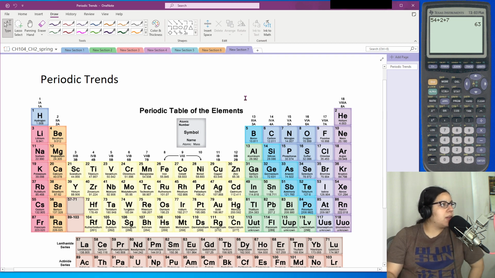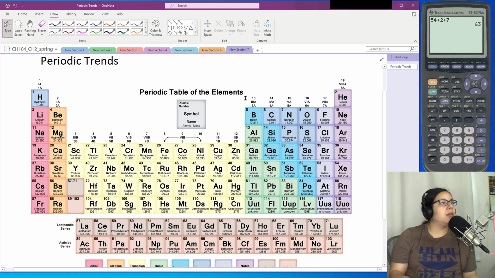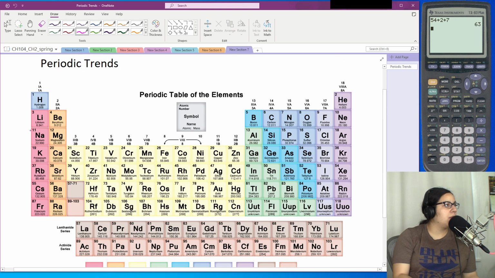So let's go over some periodic trends. We may have to hit these again in recitation, so they're not too rushed. But let's first start with our atomic radii. So our radius, of course, increases as we go down the periodic table. So radius goes larger as we go down. Now what happens as we go across?